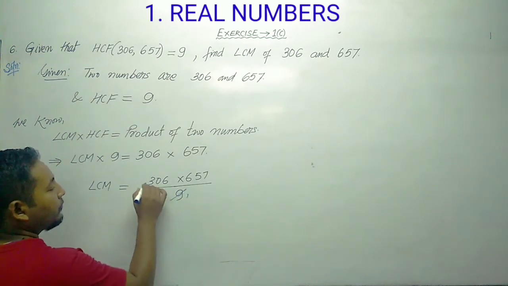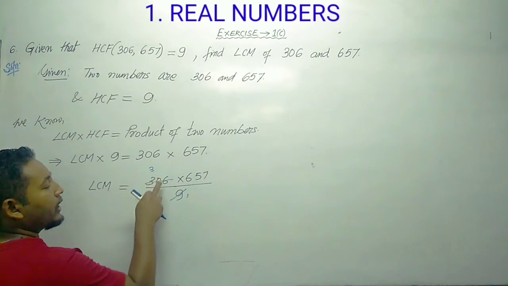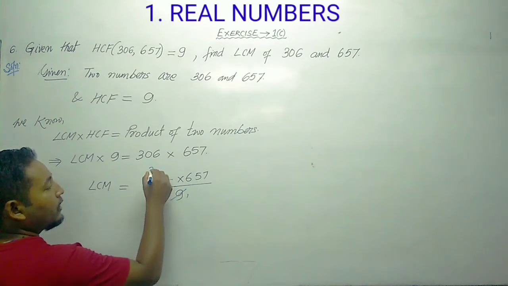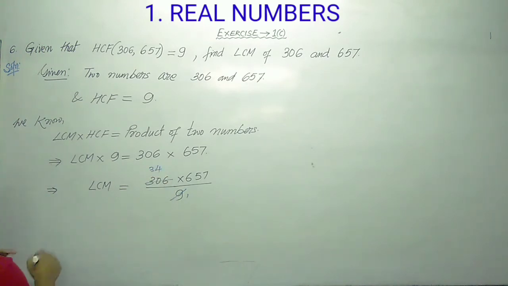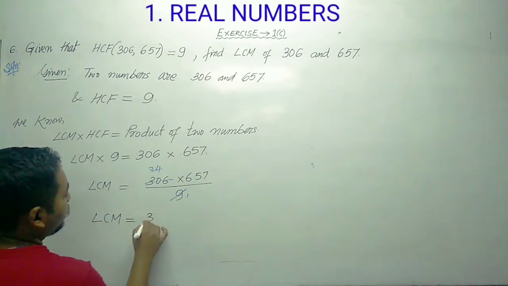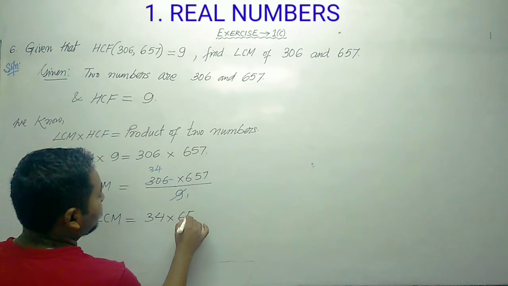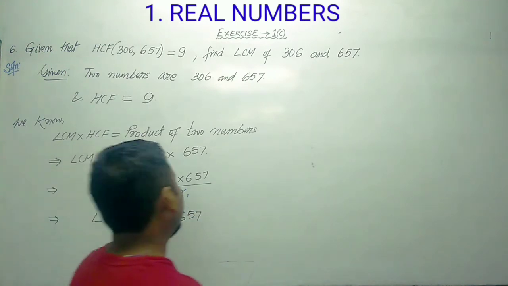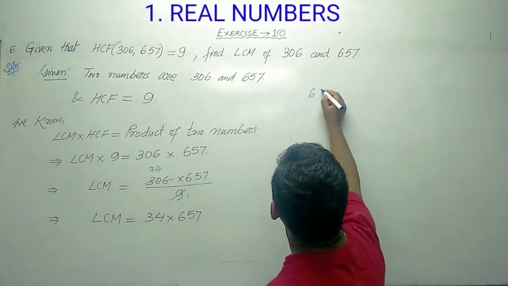9 ones are 9. 9 threes are 27, carry 3. 9 fours are 36. So what do you have here? LCM equals 34 into 657. Now let us multiply 34 into 657.